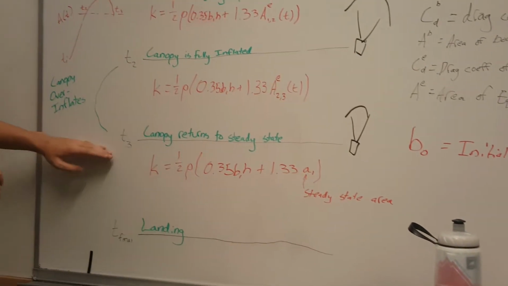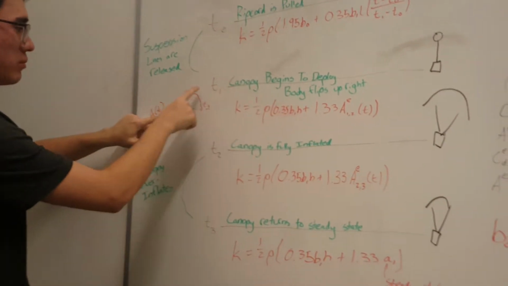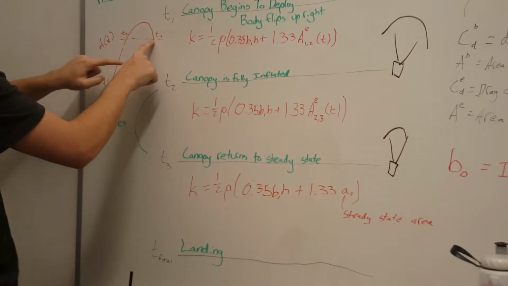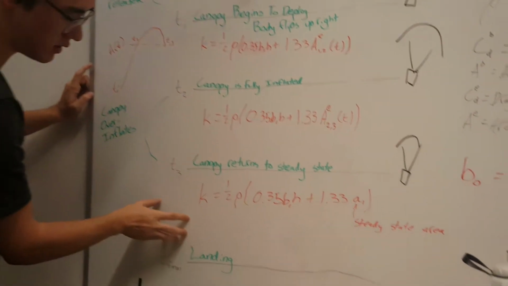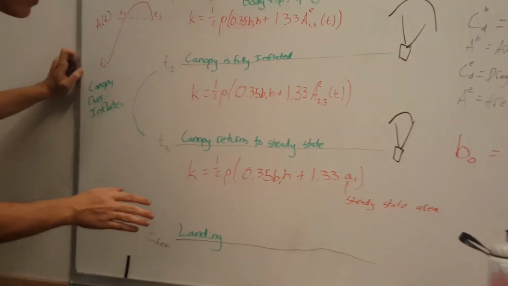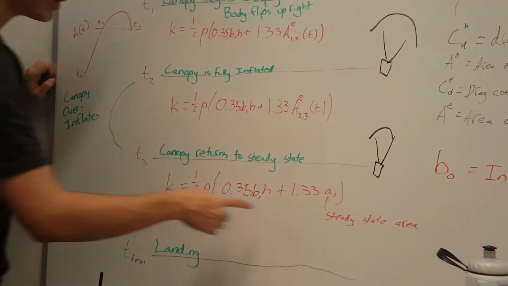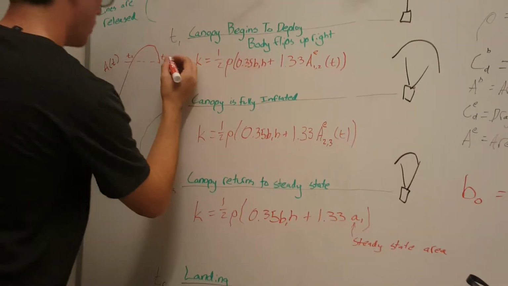And then at time 3, we return back to the steady state. So we have passed the hump of change in momentum, and we are back where A is going to be falling for the rest of the trip. So A1 is just the final area. We reach A1 right here. I should write that down. This is A1.